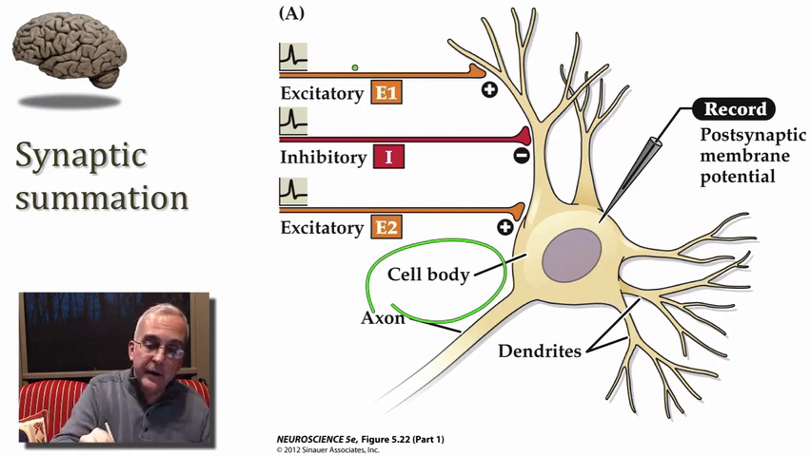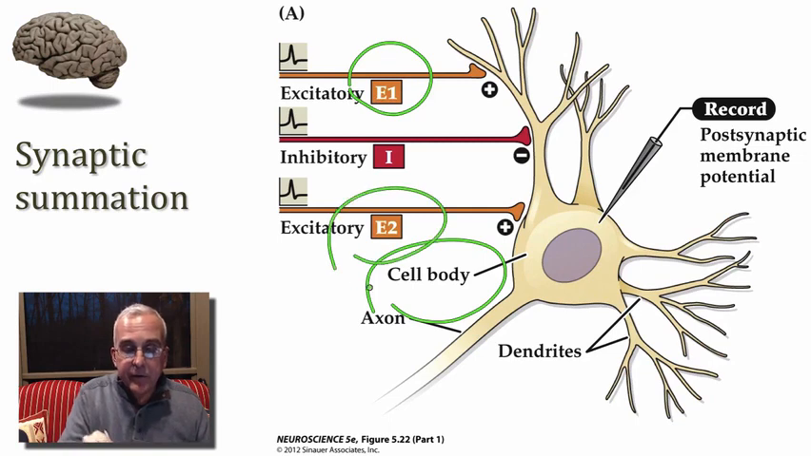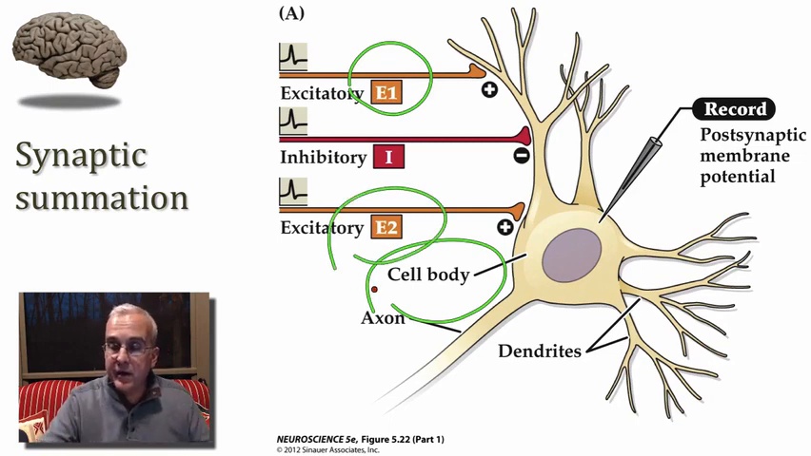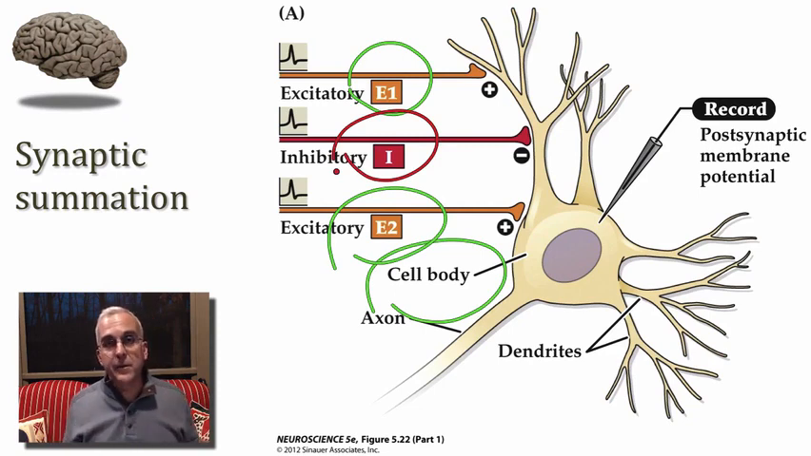So we have an excitatory input that we call E1, another excitatory input that we call E2, and then an inhibitory input. Now, of course, if we're talking about a typical brain cell, there would be thousands of these inputs, some of which would be excitatory, some of which would be inhibitory. But we're going to keep things real simple and only talk about 3.